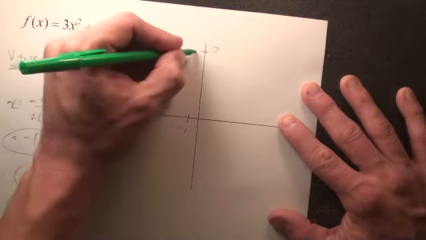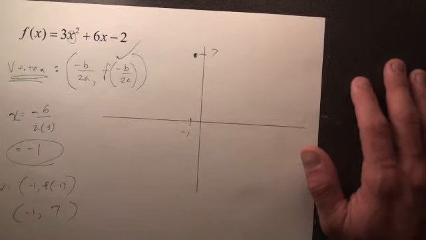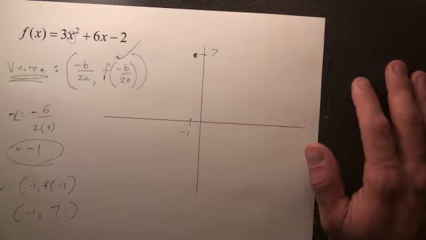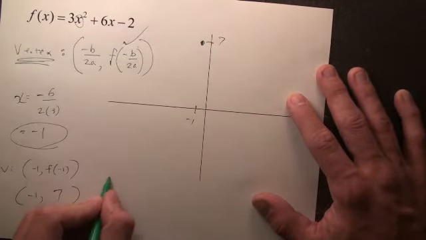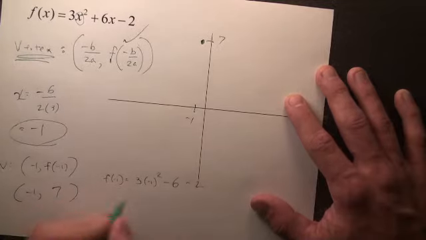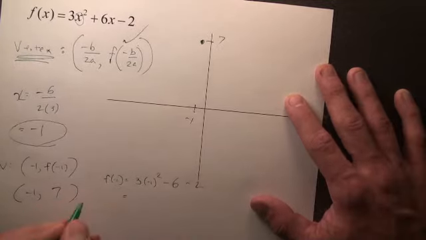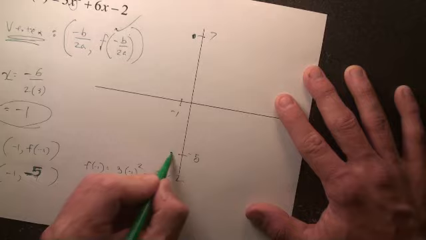7, negative 1, right here. Now, what we're going to do next is, is that right? Negative 1 comma 7? Negative b over 2a, negative 6 over 2 times 3. Yeah, negative 1. Bam. Negative 1 plugged in there. Oh! It's not 7. Excuse me. Let's see here. f of negative 1 is 3 times negative 1 squared minus 6 minus 2, which is negative 5. Negative 1, comma, negative 5. There we go.